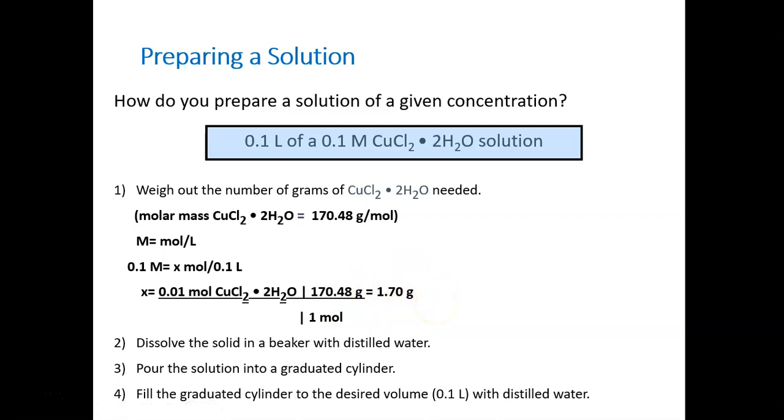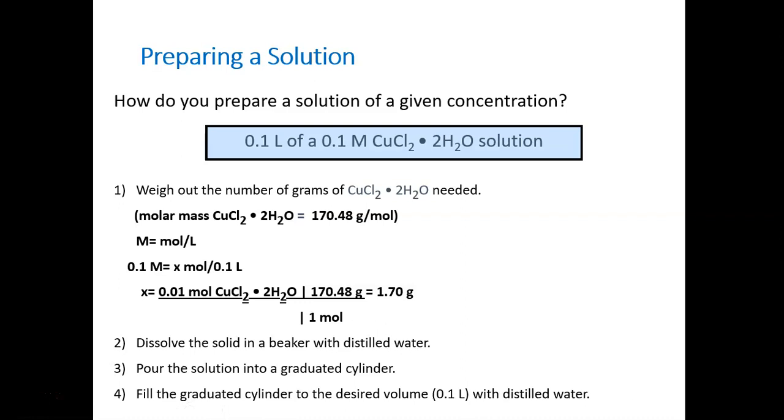When you actually make a solution, there's a right and a wrong way to do it. You don't just want to throw 1.7 grams of copper chloride into 100 milliliters of water, because remember that is the total volume of the solution with both the copper chloride and the water. Here, that's a pretty small amount, so it wouldn't make a huge difference, but you should still try to make it correctly.